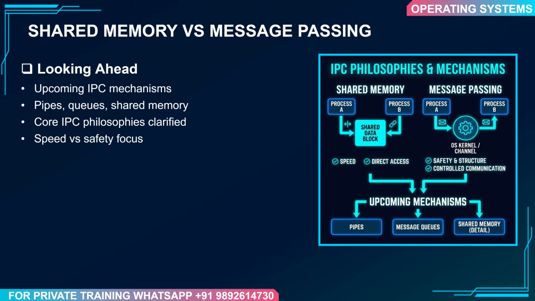As we move forward in this module, we will dive into specific IPC mechanisms like pipes, message queues, and shared memory in detail. Each of these will make much more sense now that you understand the two core philosophies behind IPC. Shared memory focuses on speed through direct access, while message passing focuses on safety and structure through controlled communication.